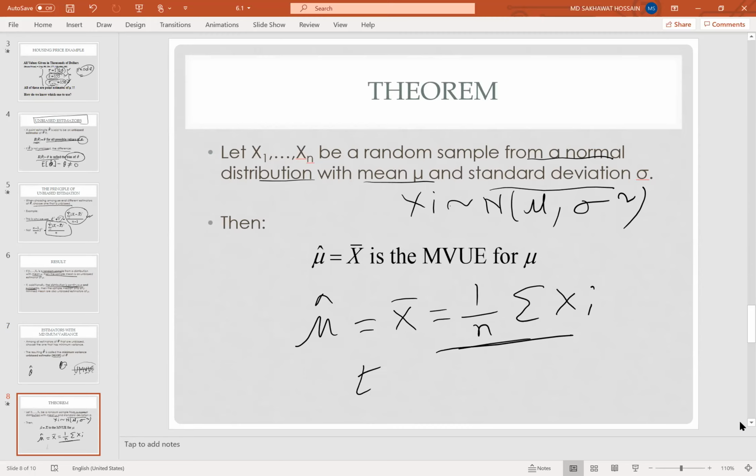That means the expected value of mu hat is unbiased, so the difference is 0. And the variance of mu hat is the minimum. It has the minimum variance. So that's why this is called MVUE. And when xi is normally distributed with mean mu and variance sigma square, then x bar is the MVUE for mu.